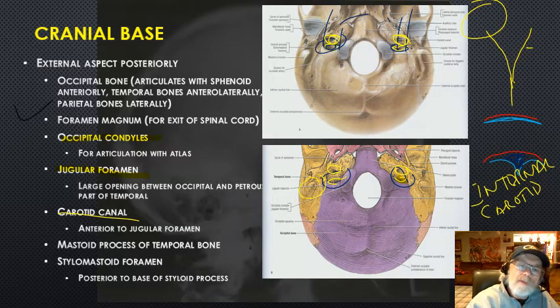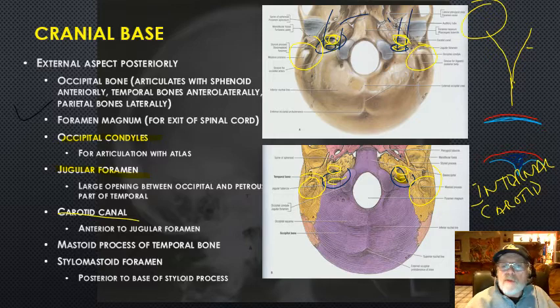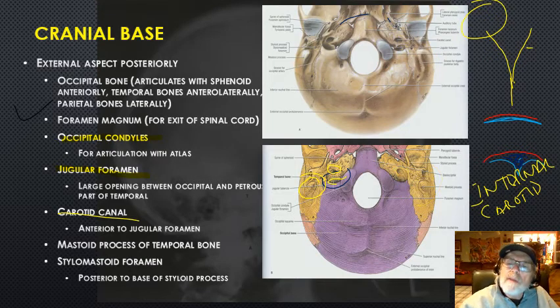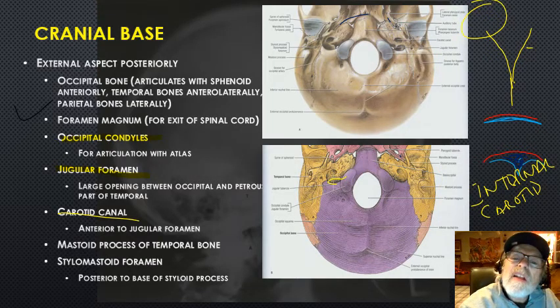Mastoid process of the temporal bone right there. We've seen that before. And the stylomastoid foramen. We really can't see it here. Well, you maybe see it a little bit on the one up here, on the top. If I look right here, there's a little hole. Here's the mastoid. Here's the styloid process, and right between the two, there's that little hole right there.